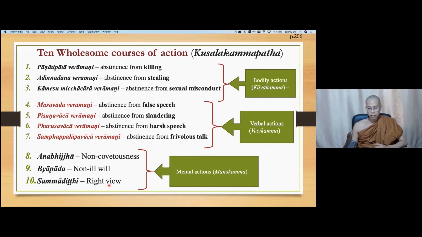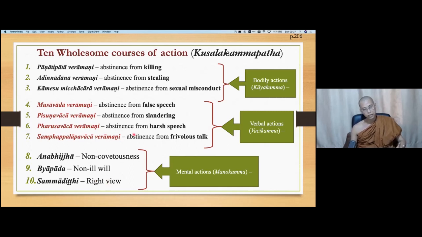And the other one, amoha, non-delusion, is similar to the wisdom we have already discussed in lesson 11. Wisdom is called paññā, knowledge is called ñāṇa, and amoha is called non-delusion. They are the same. And also right view is the same, representing the same ultimate reality.